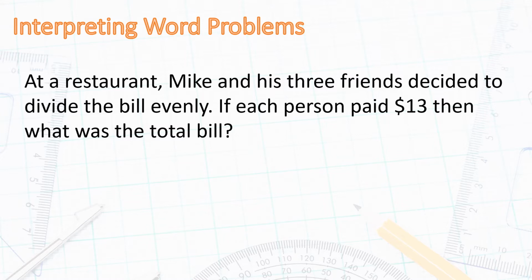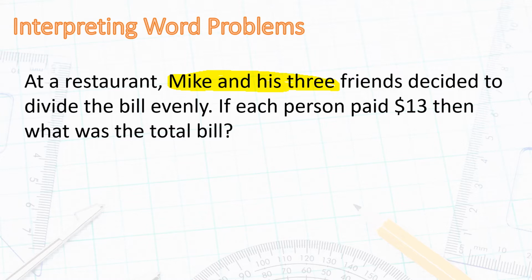Like in this one, at the restaurant is not really an important part of this problem. It's great that we have some context, but it doesn't really need to be there if we're talking about the equation. Mike and his 3 friends. So that's important because that tells me that there are 4 people involved. So there's a number in here, Mike and 3 friends. You want to make sure you're also including Mike in that and not just 3 friends.